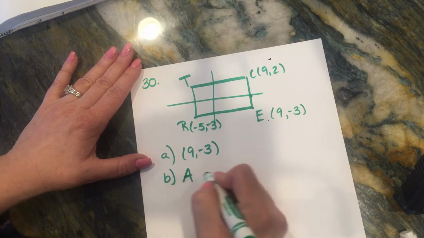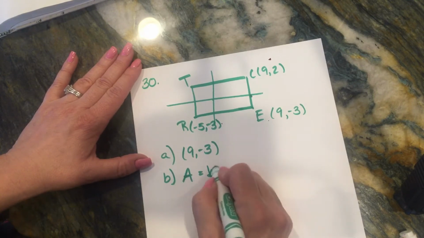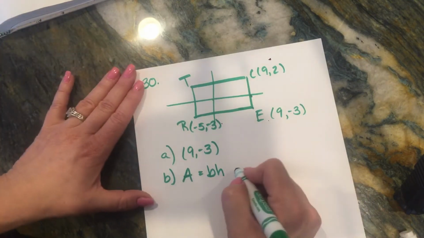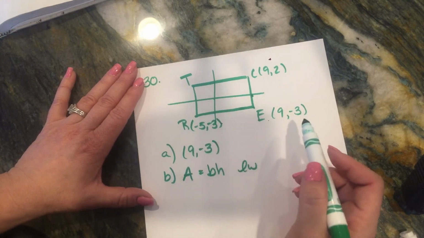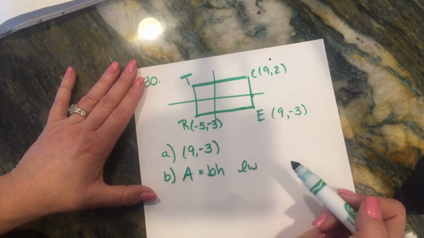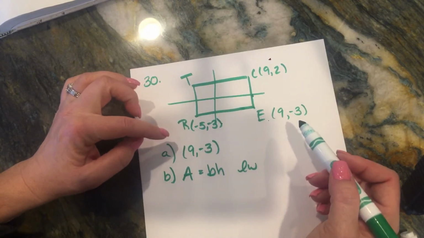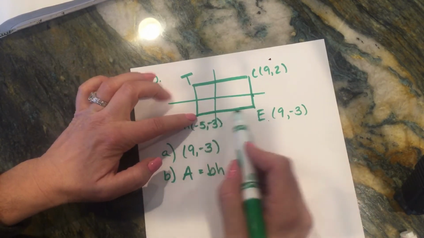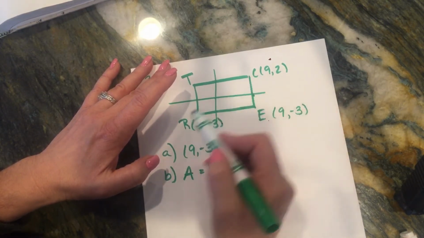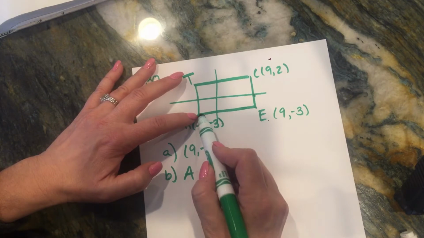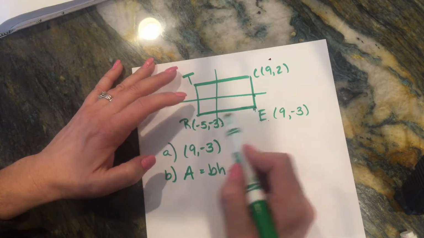So the area of a rectangle is just base times height, or length times width. We can do LW, whatever you like. Which means we're going to need to find the distance a couple times. I think we can avoid using the distance formula simply because we have vertical and horizontal lines. We don't have any slanted lines. So how many units is R to E?